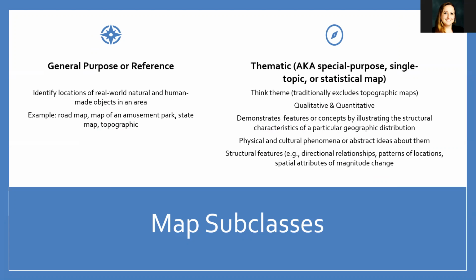These maps are designed to demonstrate particular features or concepts by illustrating the structural characteristics of some particular geographic distribution. This involves the mapping of physical and cultural phenomena or the abstract ideas about them. Some of these features are structural and include distance and directional relationships, location pattern, or changes in magnitude of the spatial attributes.